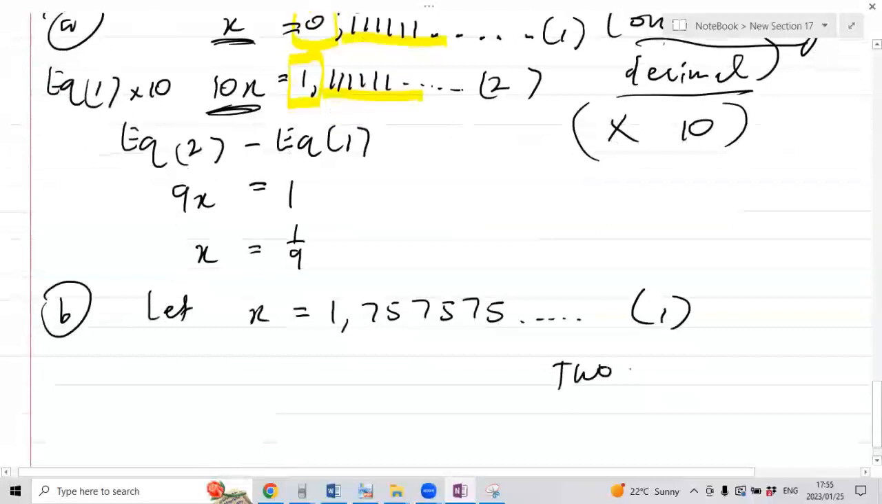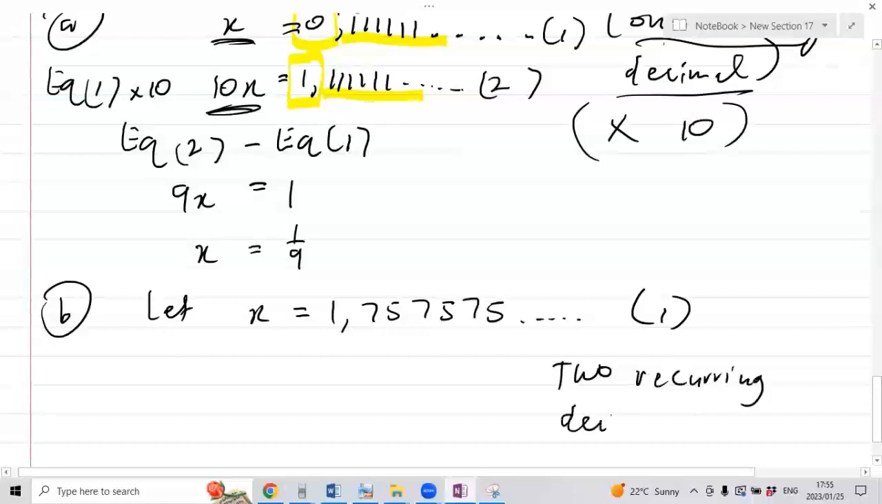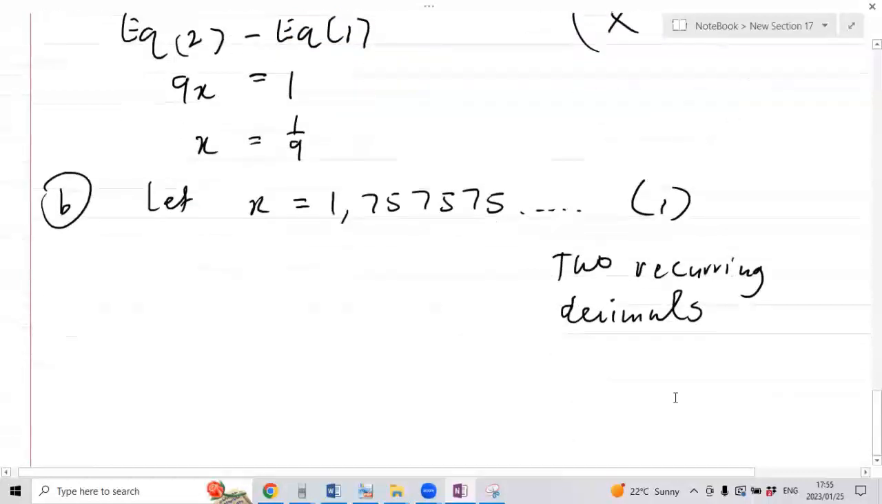So when you've got two recurring decimals, then you need to multiply by 100.